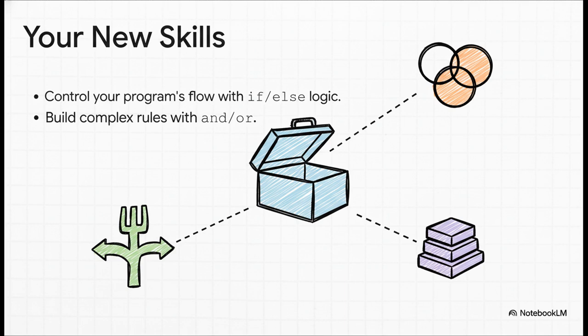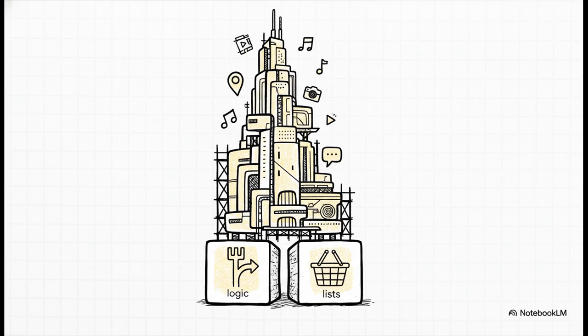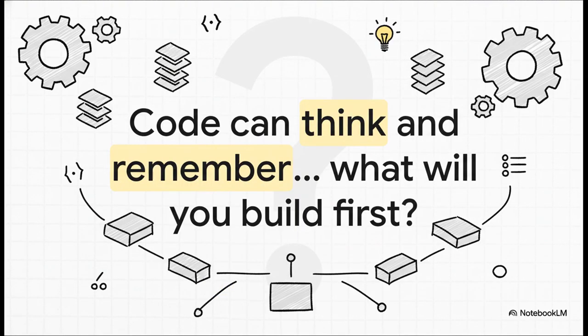And look, this isn't just some abstract theory. These two concepts, logic and lists, are the absolute fundamentals. They are the core building blocks behind the dynamic, responsive, and intelligent apps you use every single day. Which leaves us with one final thought. You now know the basics of how to make code think and remember. With these tools in your hands, the only real question is, what are you going to build first?